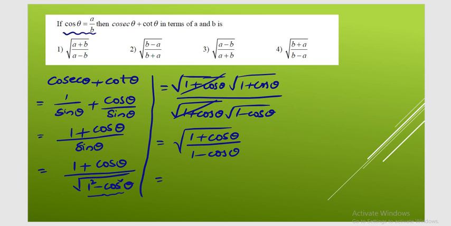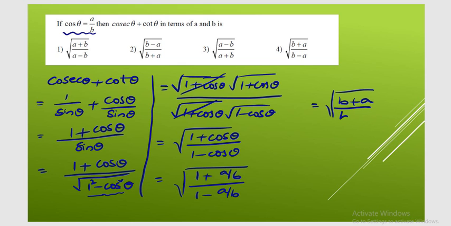Now since I know the value of cos theta, on directly substituting the values, 1 plus a by b divided by 1 minus a by b. So when I take LCM, I am going to get square root of b plus a by b minus a. Since the denominators b, b get cancelled, the answer is b plus a by b minus a under square root. So answer is option 4, right?